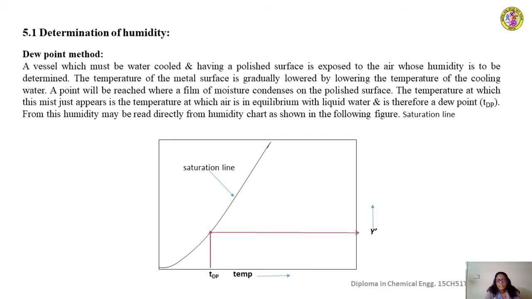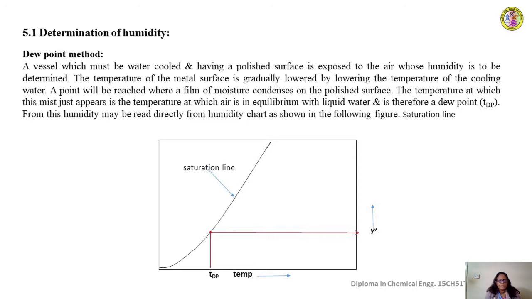So determination of humidity is nothing but the estimation of the moisture content of gases. Determination of humidity of air means you are basically finding out the quantity of moisture or water vapor that is present in air. In fact, there are several methods using which you can find out the humidity of a given sample of air. We are discussing here two methods. One is the dew point method, the other one is the wet bulb or the psychrometric method. Let us first take up the dew point method.